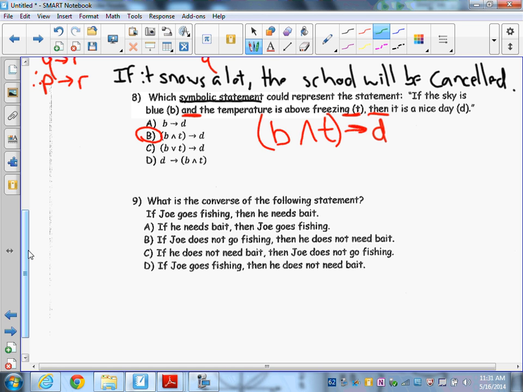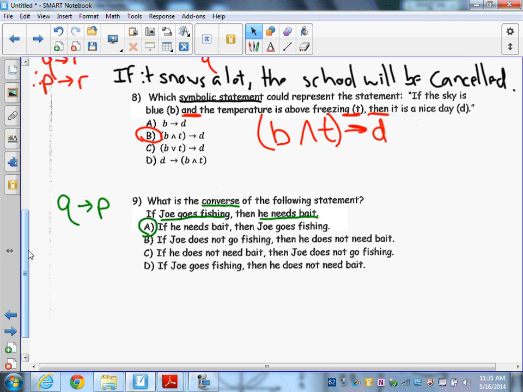So to solve this next one, what is the converse of the following statement? All we're doing is flipping it. So remember the converse was if Q, then P. So we switch the order around. So that means we would have to say if he needs bait, then Joe goes fishing. So we flip the order around, and it's the letter A.